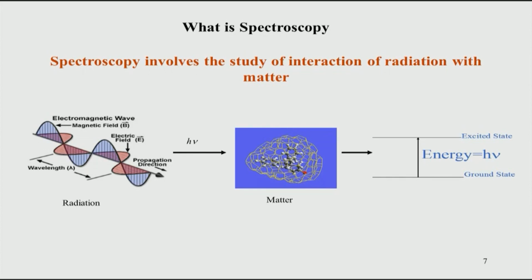When we say radiation, we are basically referring to what is called electromagnetic radiation, and this is light. For example, sunlight consists of electromagnetic radiation of different wavelengths.